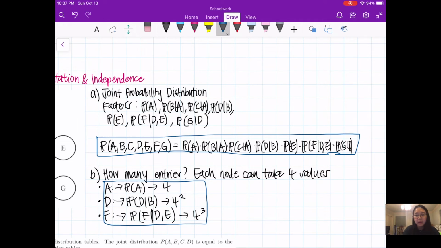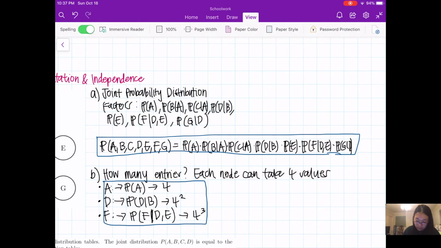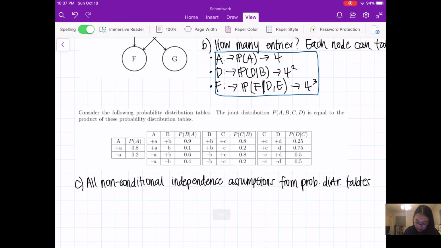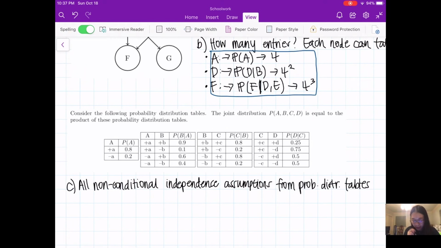Cool. So now let's actually start looking at some values for the probability distribution. We are going to take a look at the different values that are given in these tables for A, B, C, D. And we specifically want to determine which variables are independent to each other and which are not. They want us to just look at non-conditional independence, so there won't be a given something, just whether each variable is independent or not to all of the other variables.